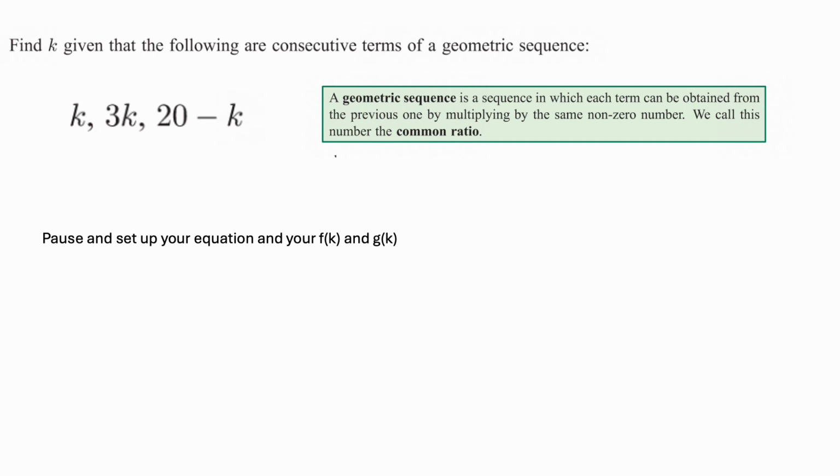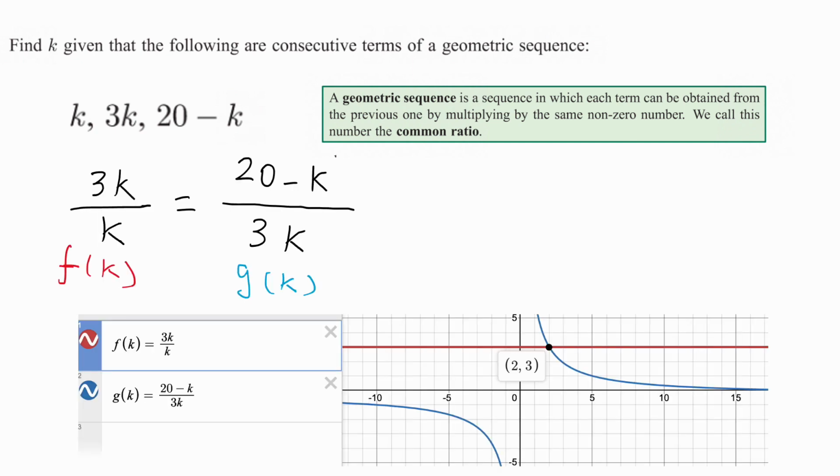Now, for solving geometric sequence questions, just a bit of background knowledge. A geometric sequence has a common ratio, and we can use this piece of information to set up an equation. Here is the equation. I wouldn't bother to rearrange this equation to simplify it. I'll just put it into the graphic calculator. And from here, I can see that k is 2, which is the solution of this question.